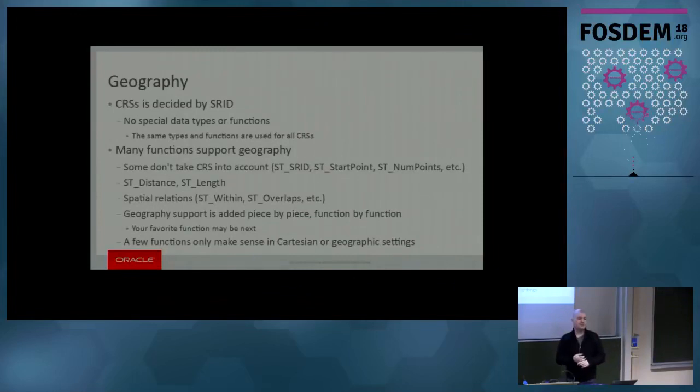Some functions only make sense in Cartesian or geographic settings. Some functions like endpoint, start point, they don't really care. So it won't take too long before we have added this to, like, union, intersection, I think. And then there's convex hull and that kind of thing, which we want to see a use case as well before we spend a lot of time with it.